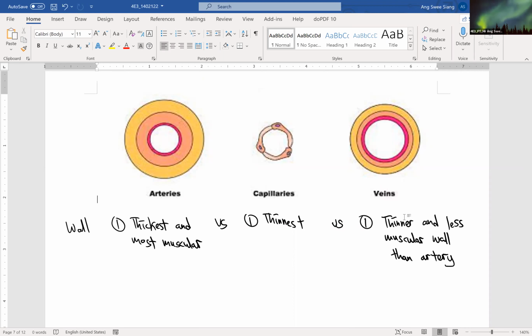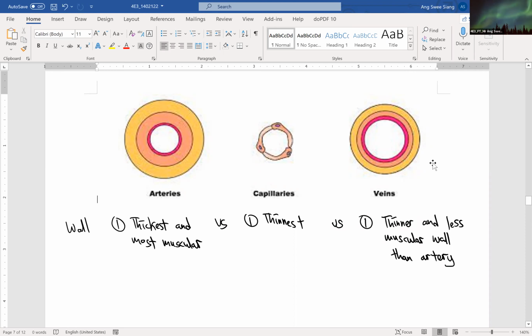Rachel, can you give me the second difference or the first similarity? Very good. How come you all know? You all learned this in Sec 1 and 2? No.